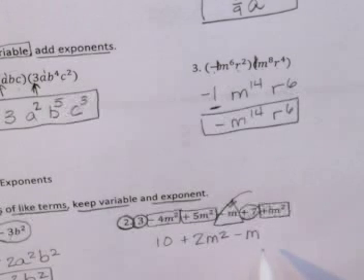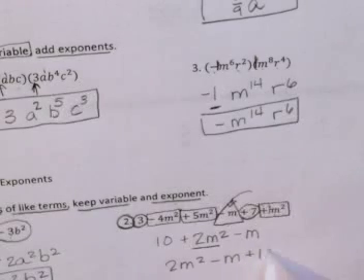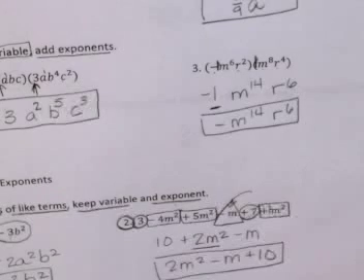Now, this is a correct answer, but it's customary to write my answer in descending exponent order. So I'm going to write 2m squared first, minus m, plus 10. And this is a beautiful answer for example number 2.